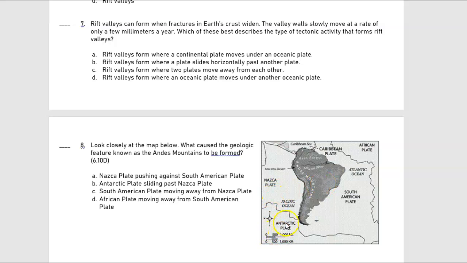B. The Antarctic Plate sliding past the Nazca Plate, B. C. The South American Plate moving away from the Nazca Plate, so this one moving away from this one. Or D. The African Plate moving away from the South American Plate. What caused the Andes Mountains?